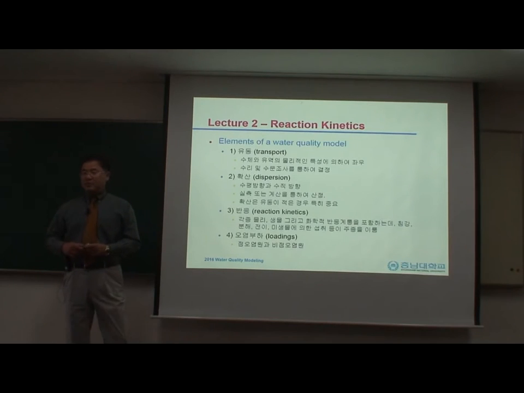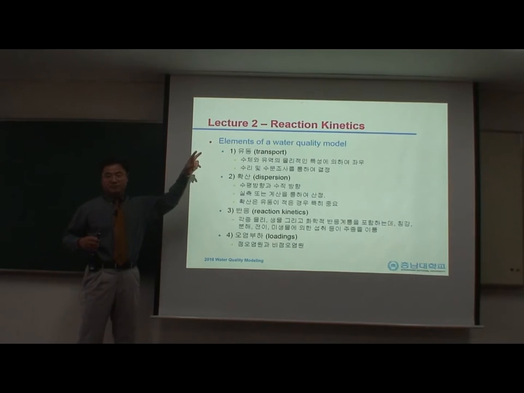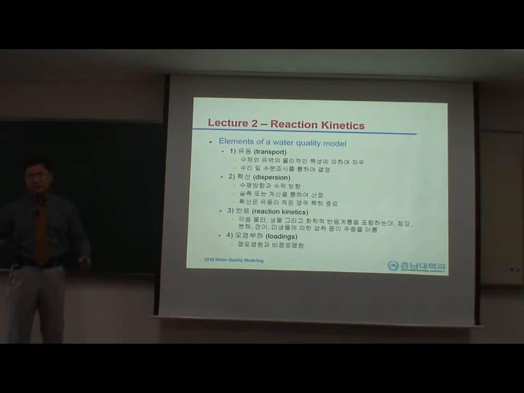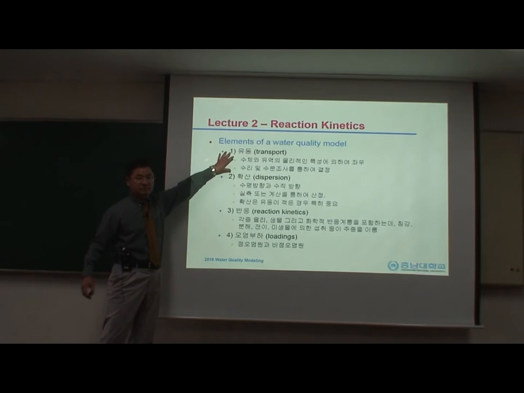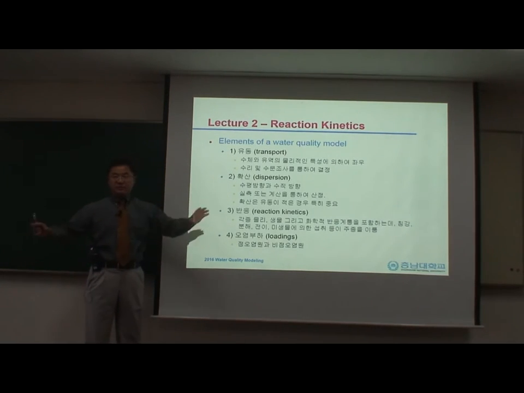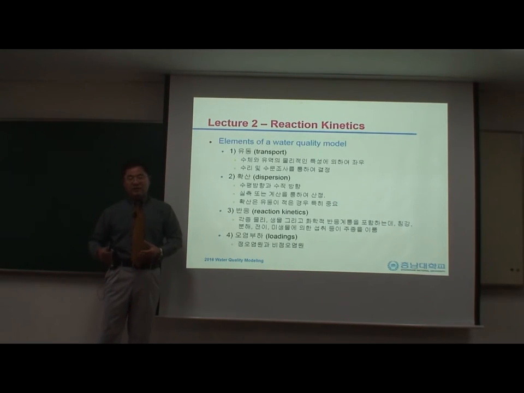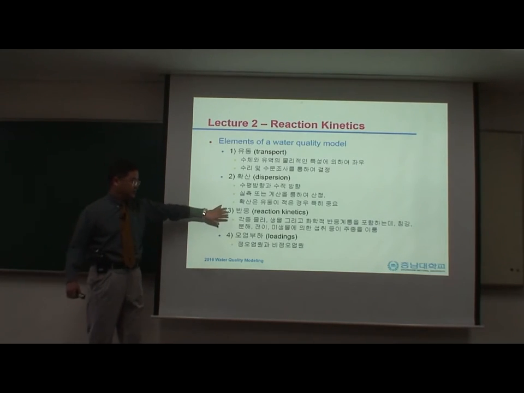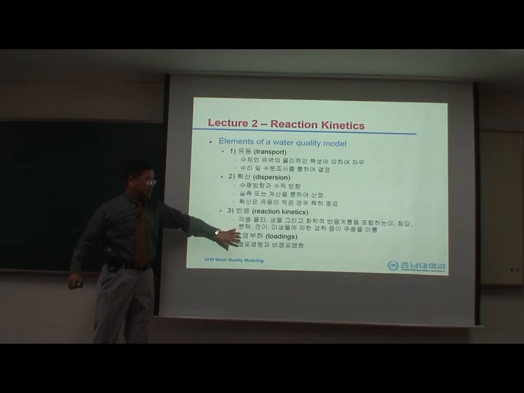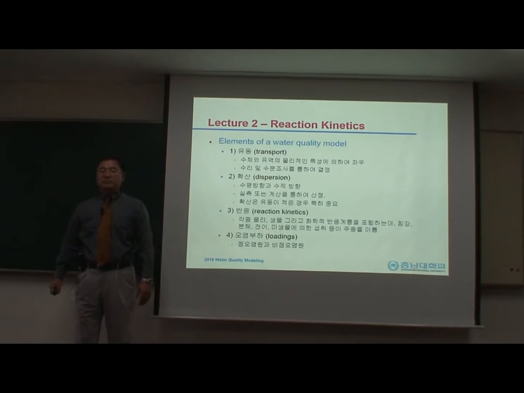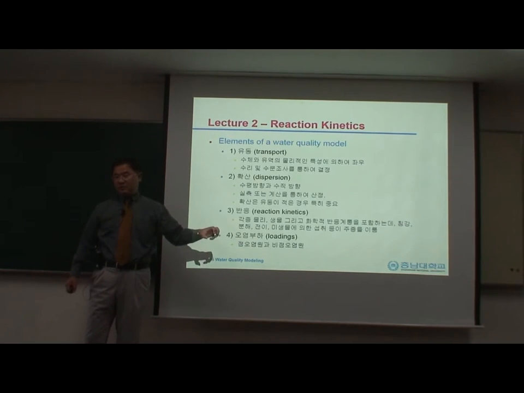Okay, last time we talked about the major components of a water quality model. The most important factors for calculating your concentration and the movement of your material are the velocity and dispersion due to concentration difference, and reaction. This includes decomposition, decay, settling, adsorption, things like that. Also volatilization, and loadings that can come either in the form of point source or non-point source. Okay?